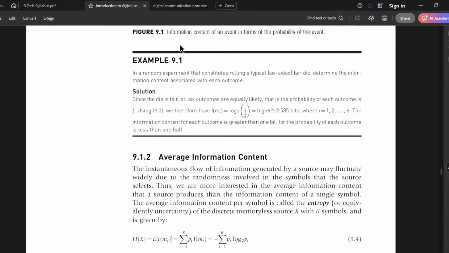log 2 of 1 upon probability. So log 2 of 1 upon 1 by 6, that is log 2 of 6, which equals approximately 2.585 bits. Or we can also say minus log 1 by 6 bits, where i equals 1 to 6.